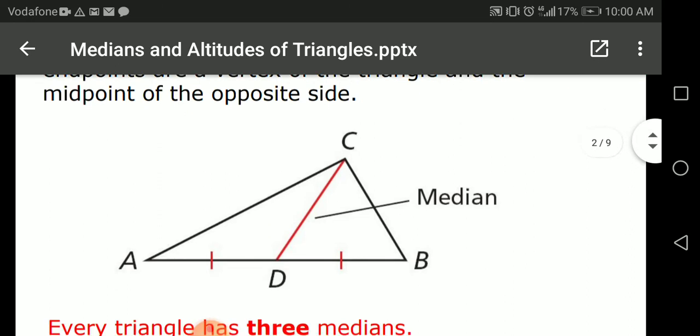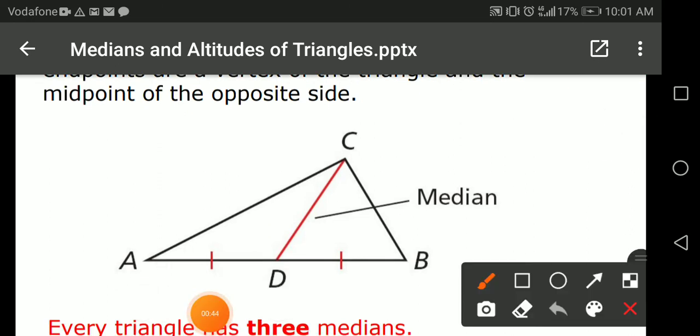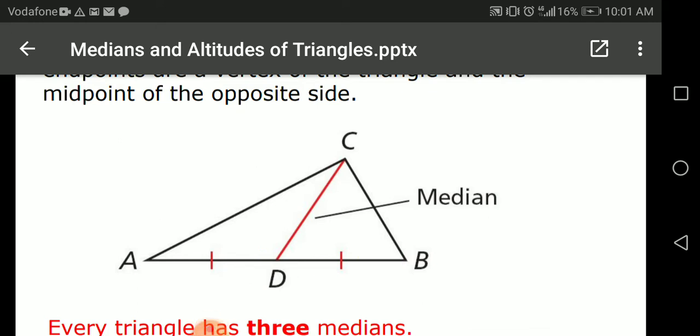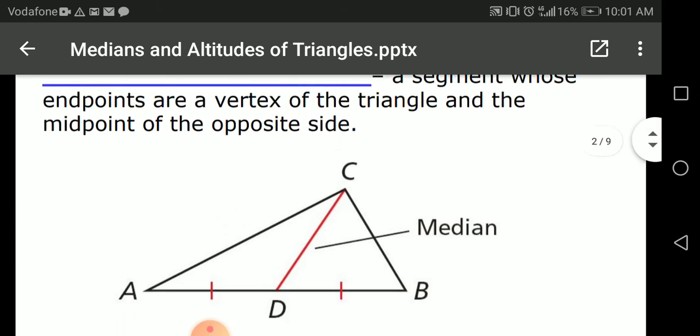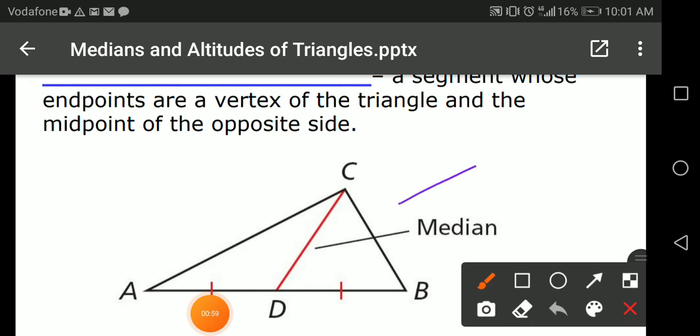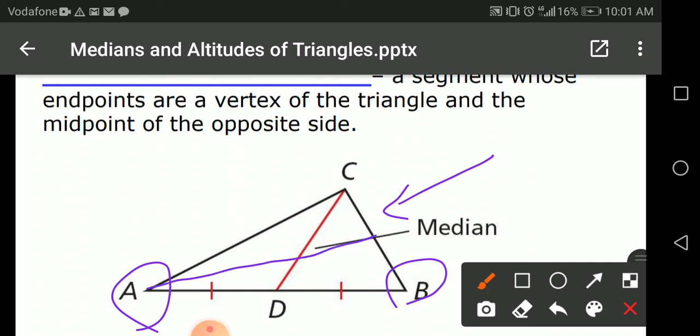Midpoint means that you're going to have two equal segments. Okay, so how many medians do we have in one triangle? Three medians, right? Because we have three vertices. So you're going to have another median, and from this vertex another median comes up here, giving equal sides.